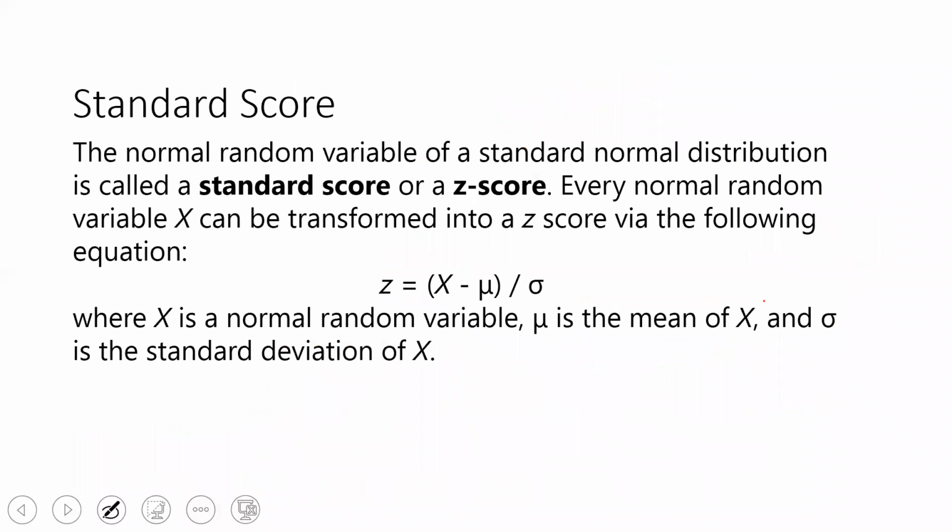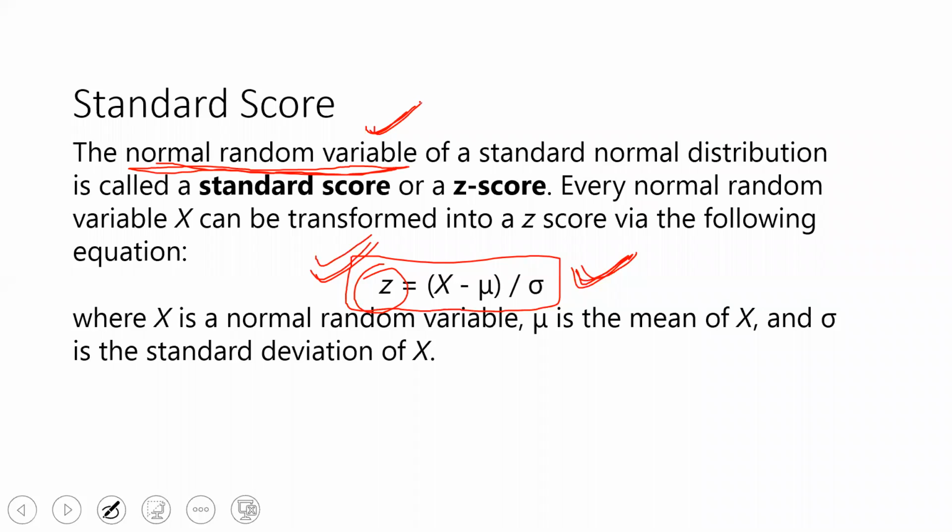And you know how we calculate the z score? That is (x minus mu) by sigma. That is the formula for finding the z score. Actually, what is a z score? It is the normalized value of the random variable.